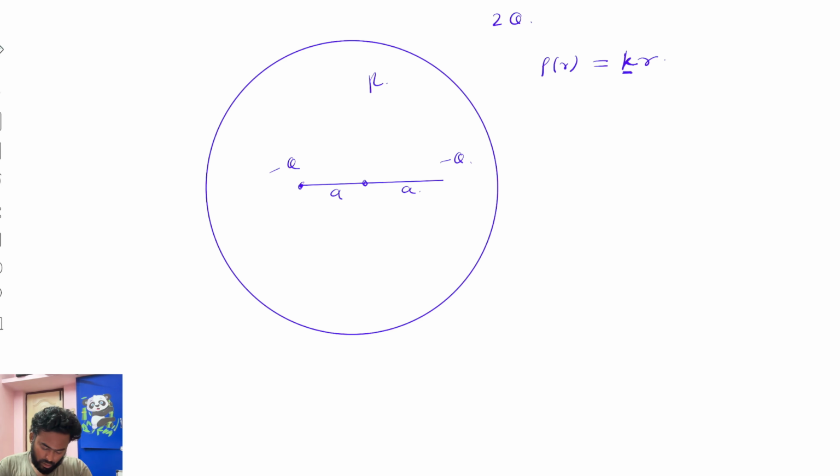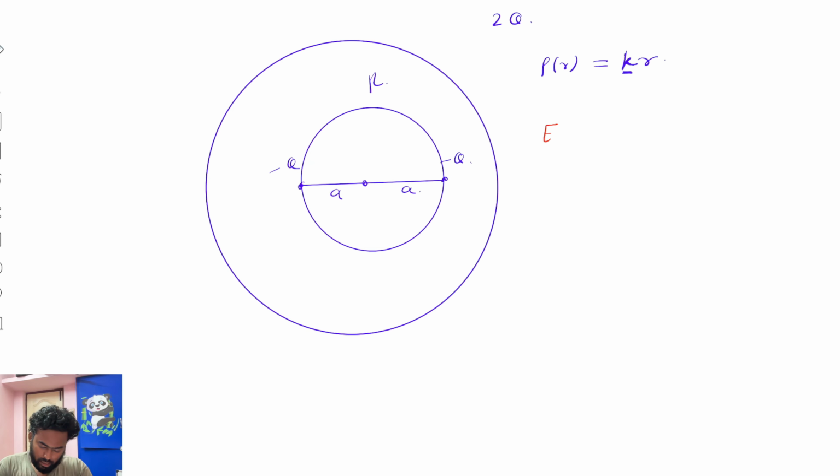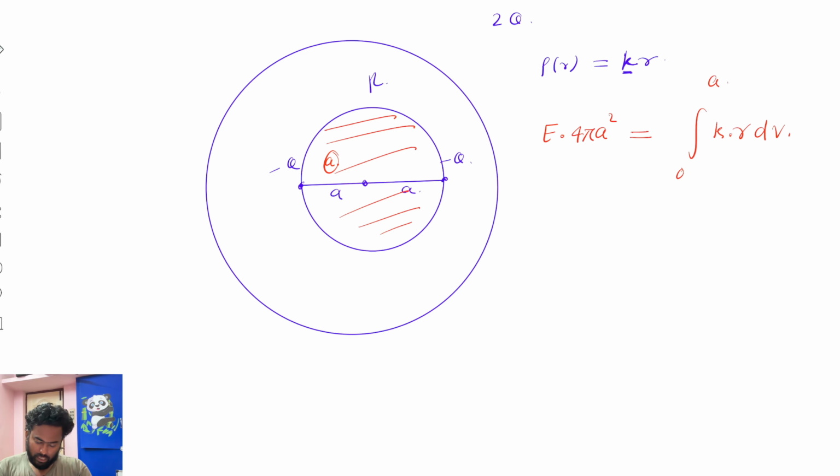First of all, let's calculate the electric field at this point. Now we can use Gauss theorem for this one. Gauss theorem says electric field into area 4 pi A square, for radius A, will be equal to the charge inside. For the charge inside, you will calculate how much charge is in this region. So rho dV, from where to where? 0 to A, as the radius varies, divided by epsilon naught.